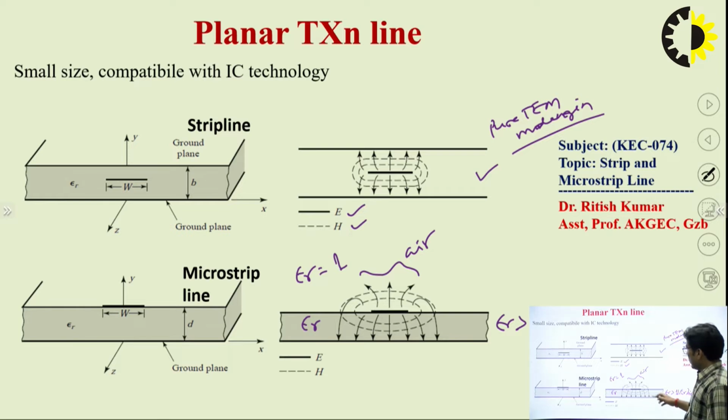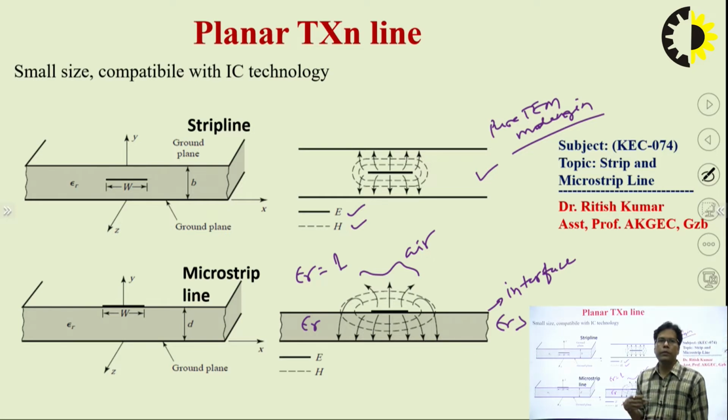As we can say here, this is the interface of two dielectric media. The first one is air and the second one is the substrate, having epsilon r equal to some value. We can have a substrate like FR4, RT Duroid, Rogers, and Teflon, etc. You can choose it according to your application.